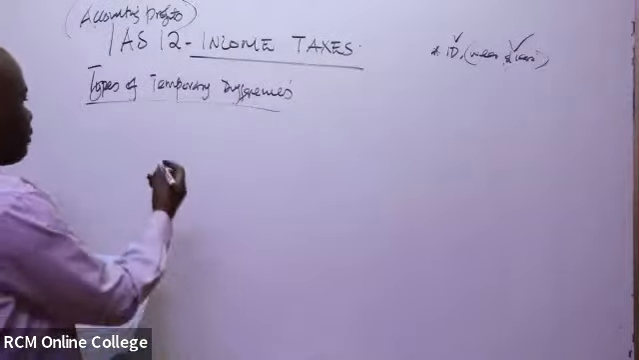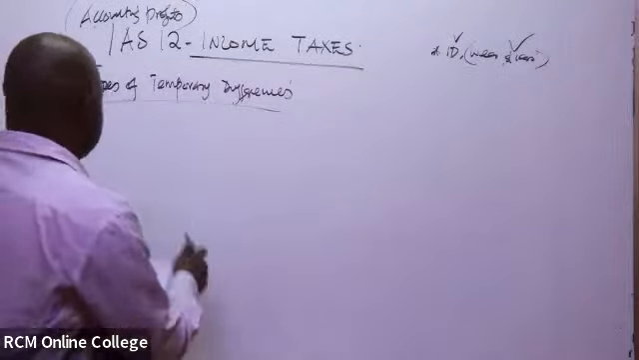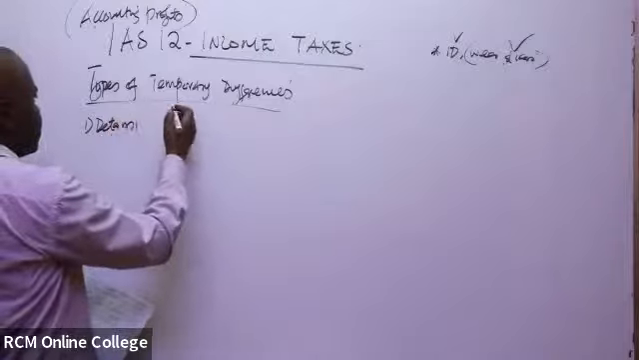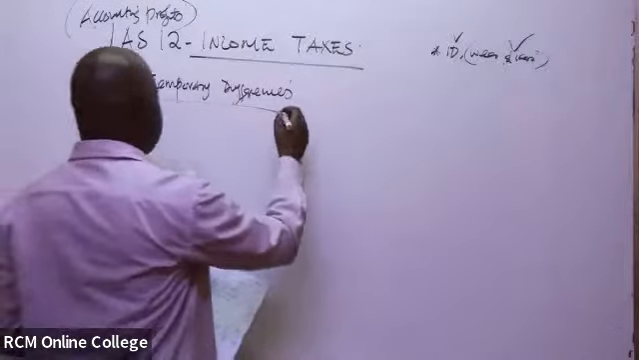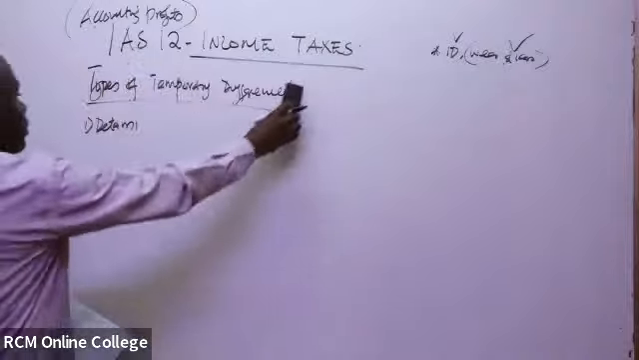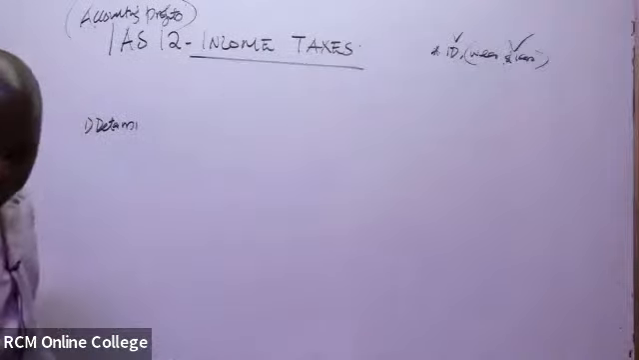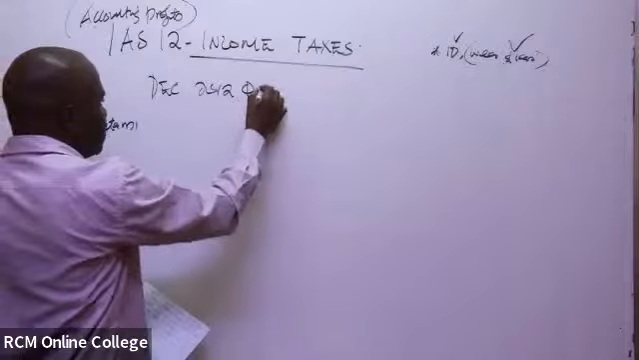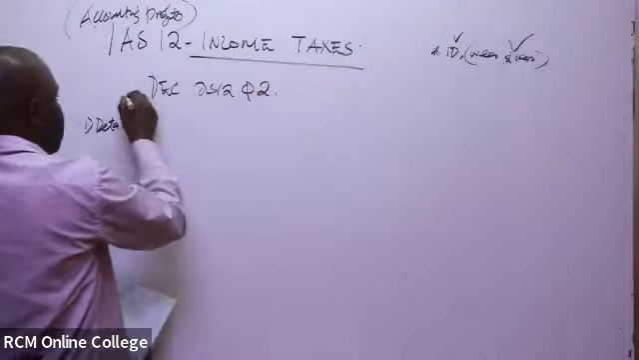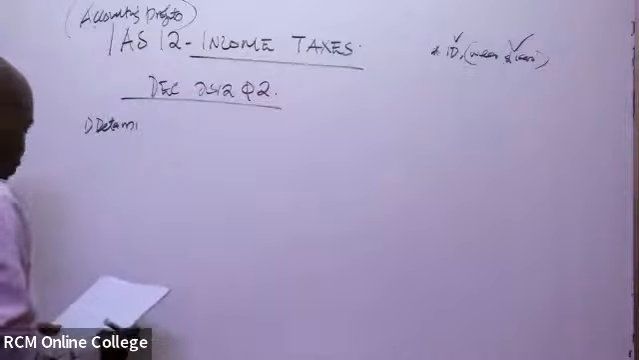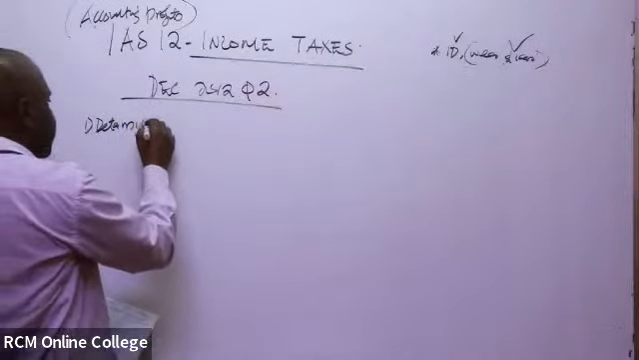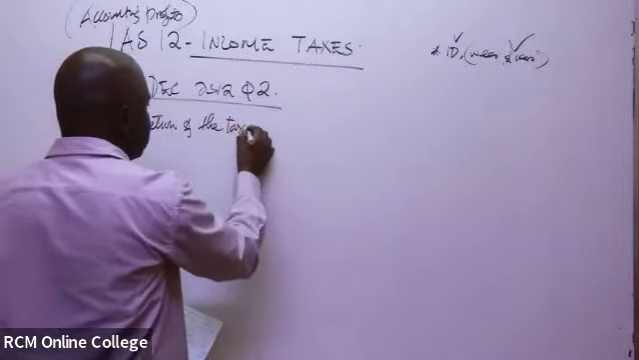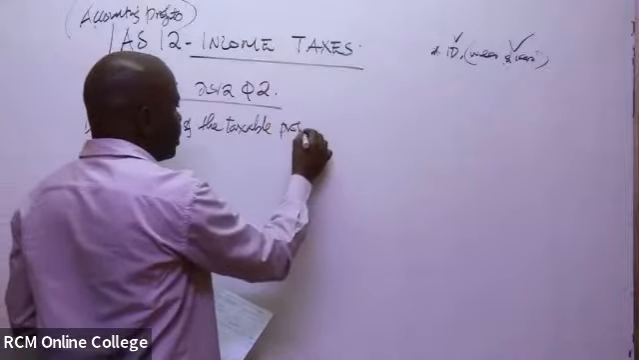So we have a number of years there. The first one is determination. It is December 2012. The question is December 2012, question number 2. You need to write the question so that when you are revising, you can be able to. So determination of the taxable profits.